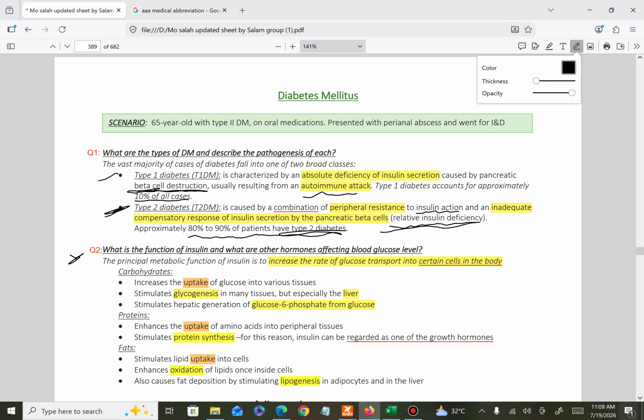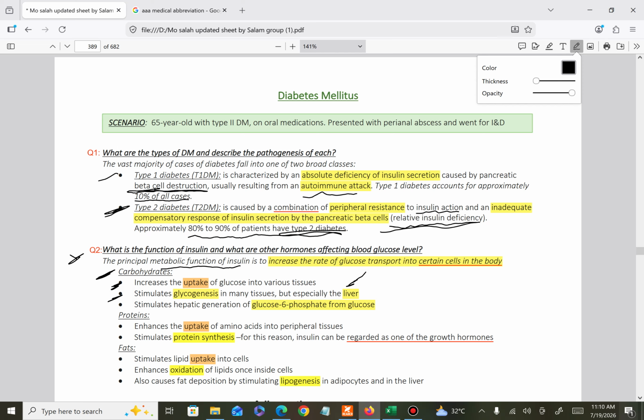Okay, the second question is, what is the function of insulin and what are other hormones affecting blood glucose level. So functions of insulin: the principal metabolic function of insulin is to increase the rate of glucose transport into certain cells in the body. So what it does for the carbohydrates, it increases the uptake of glucose into various tissues. The second function is stimulate glycogenesis in many tissues, but especially in the liver.